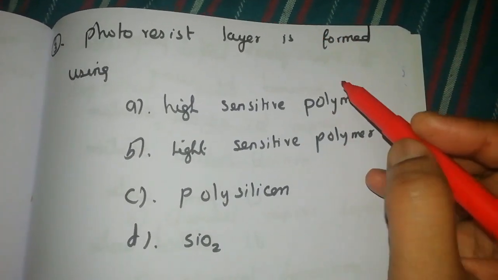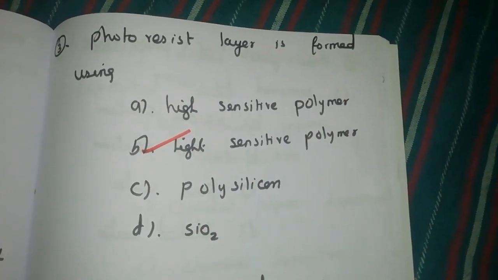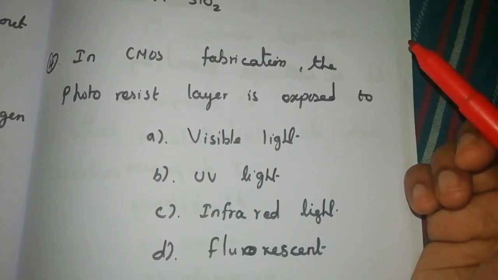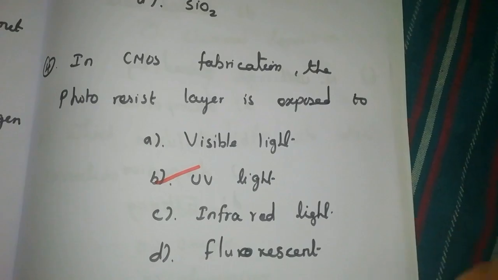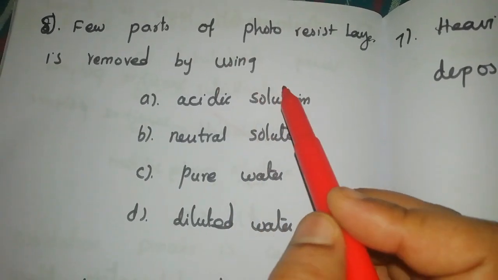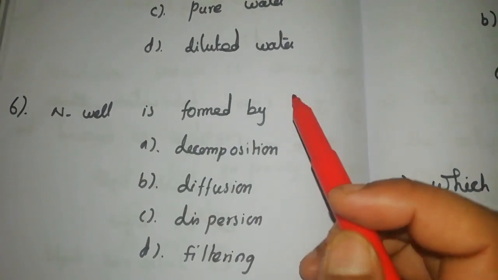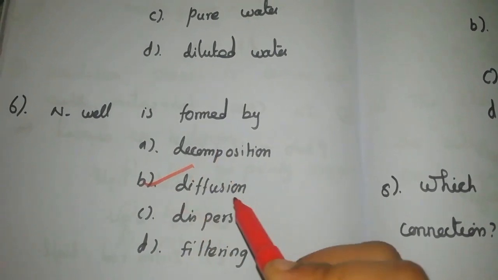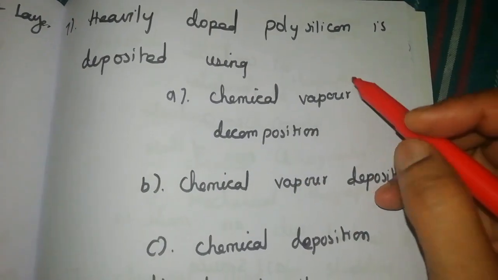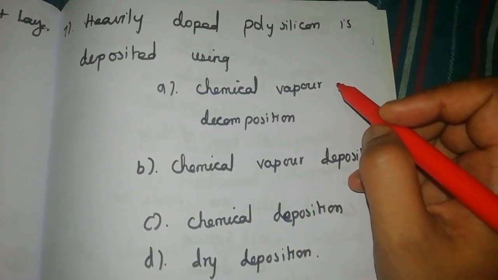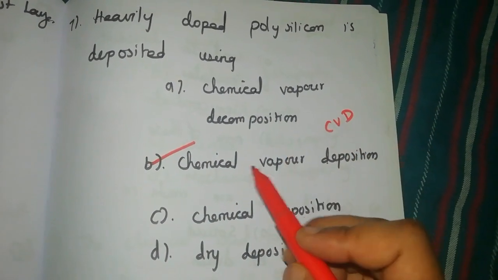Next question, the photoresist layer is formed using a light sensitive polymer. So here the answer is B. Next question, in CMOS fabrication the photoresist layer is exposed to UV light, and a few parts of the photoresist layer are removed by using an acidic solution. The answer is A. The N-well is formed by diffusion; N-well and P-well are formed by diffusion. So the answer is B. Next question, heavily doped polysilicon is deposited using chemical vapor deposition, commonly known as CVD. So here the answer is B.